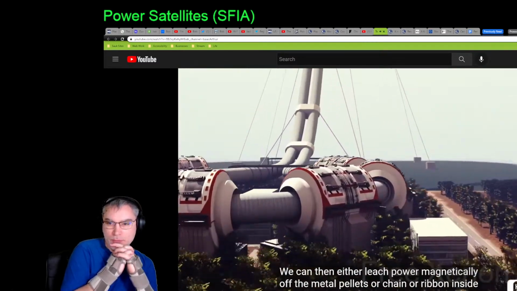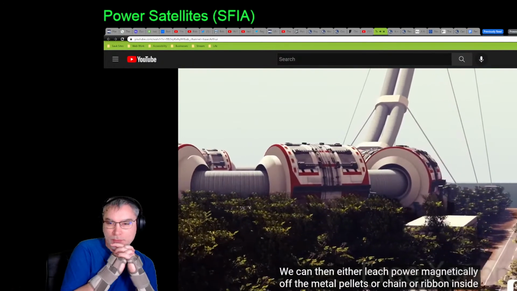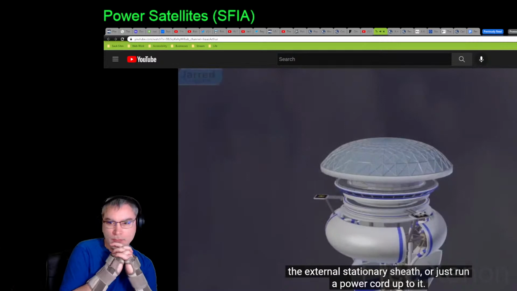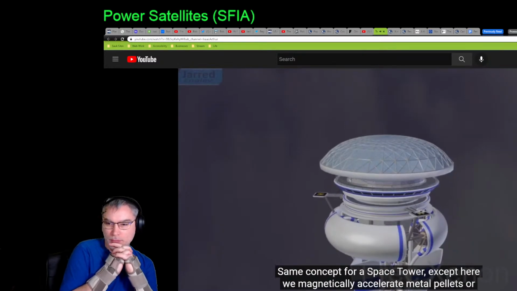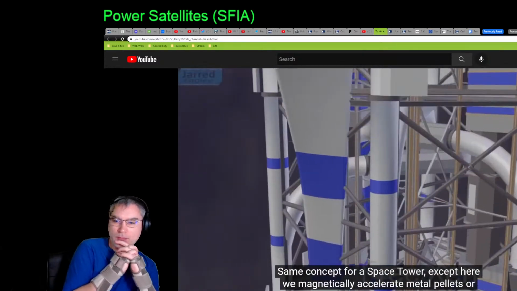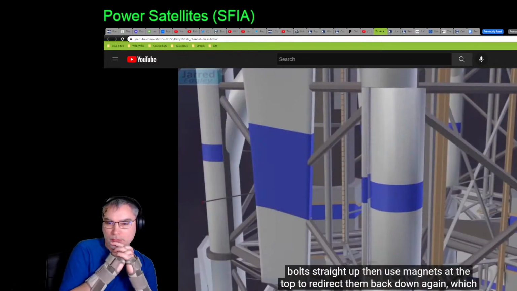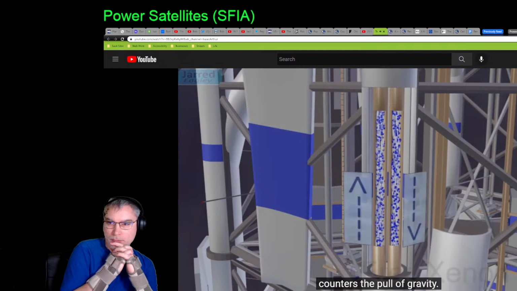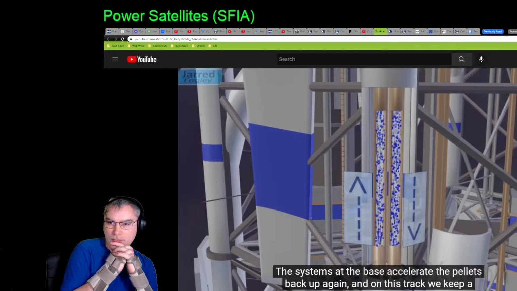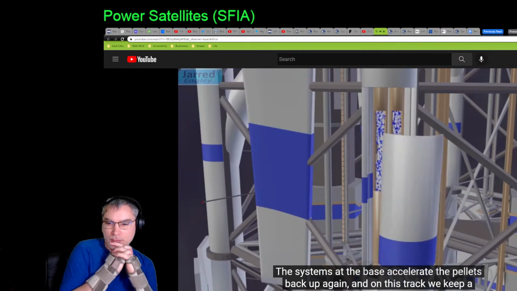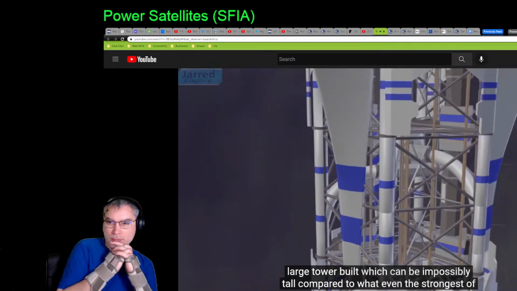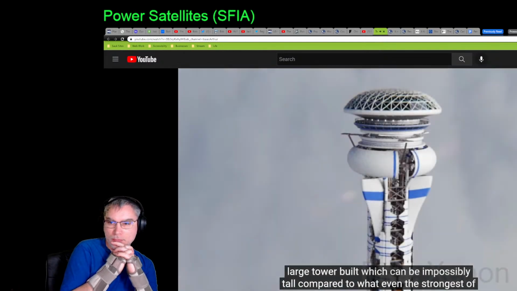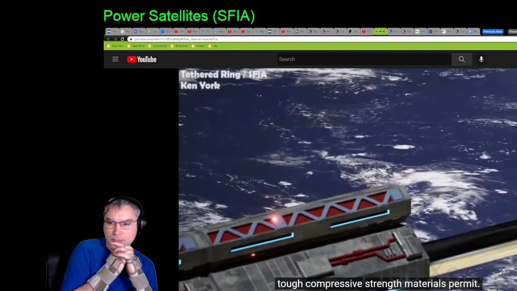We can then either leech power magnetically off the metal pellets or chain or ribbon inside the external stationary sheath, or just run a power cord up to it. Same concept for a space tower, except here we magnetically accelerate metal pellets or bolts straight up, then use magnets at the top to redirect them back down again, which counters the pull of gravity. The systems at the base accelerate the pellets back up again, and on this track we keep a large tower built, which can be impossibly tall compared to what even the strongest of tough compressive strength materials permit.